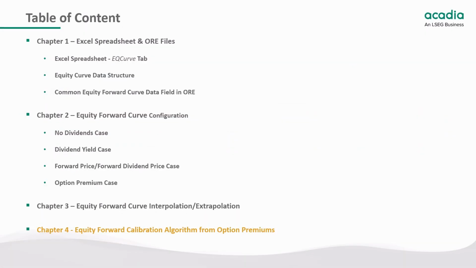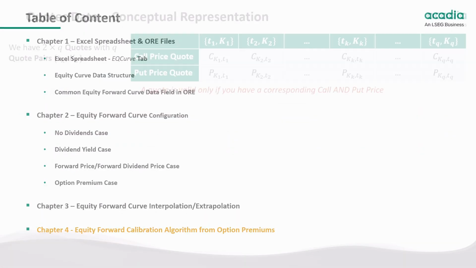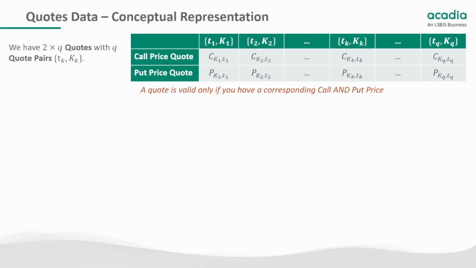Now let's tackle our last chapter, where we go through the algorithm used to calibrate the equity forward from numerous equity options premium quotes. First of all, let's take a look at how the quotes are reorganized in the algorithm, because it really helps understand how the rest of the algorithm will work.